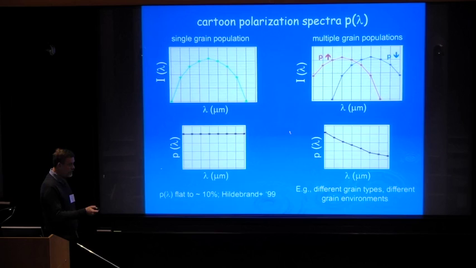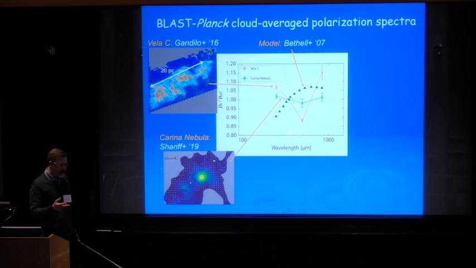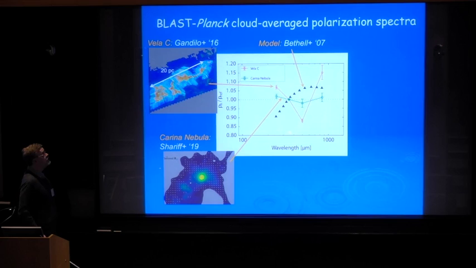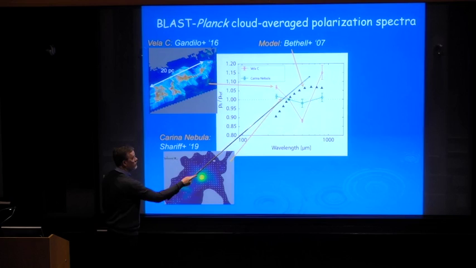Okay, so what do we see when we look at observations? Well, there's only two cases where we actually have whole cloud polarization spectra, and these were done by the BLAST team, two papers by the BLAST team. What we've done here is we've combined these; these are from our last flight, and the spectra here are shown in colors. We've added a point from Planck. We have 3 colors from BLAST, and we add a point from Planck. We get almost a factor of 4, about a factor of 3.5 in frequency coverage.